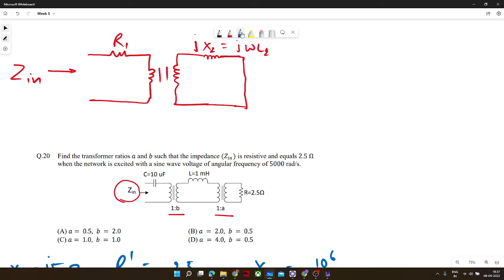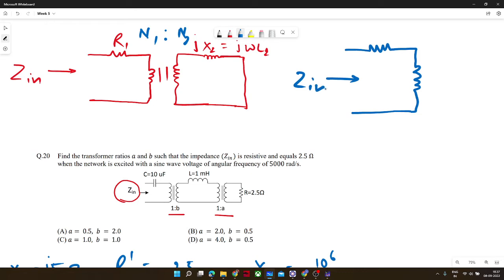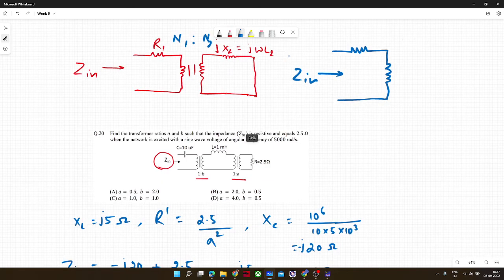Now, to calculate the equivalent input, the turns ratio is, let's say, N1 and N2, N1 by N2. We want to calculate Z in this format. So to do that, what procedure we have to follow, that we will see.